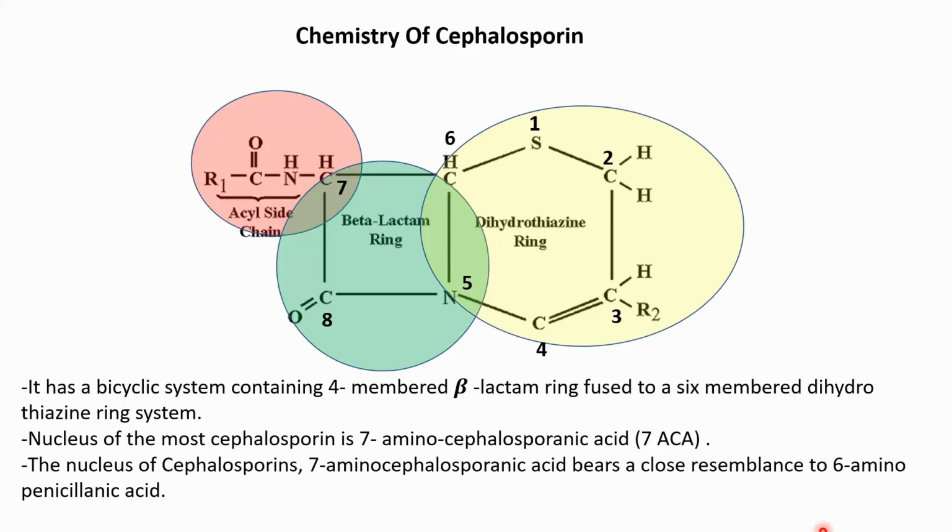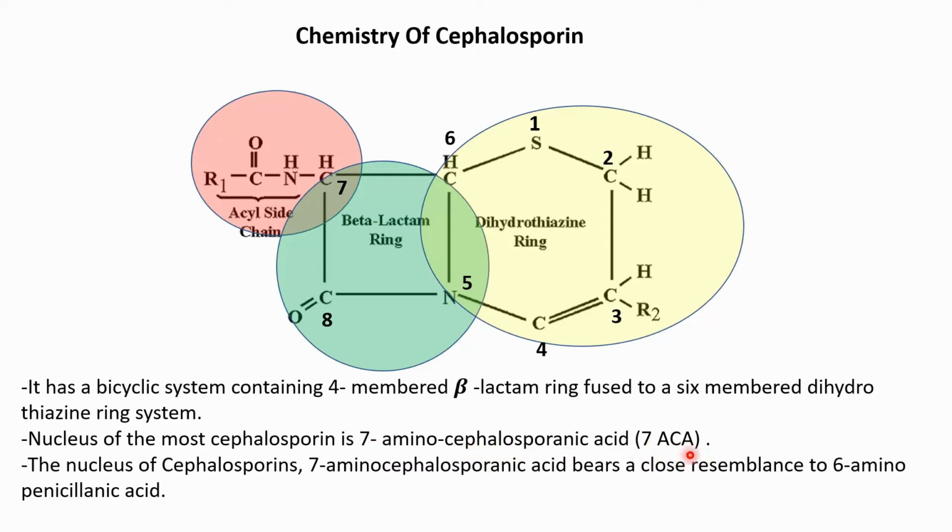Cephalosporin is a bicyclic system. As you can see, bicyclic means two rings are there. It has a four-membered beta-lactam ring which is fused to a six-membered dihydrothiazine ring system. Here on the screen this is the four-membered beta-lactam ring and it is fused with the dihydrothiazine ring. The nucleus of most of the cephalosporins is 7-aminocephalosporanic acid.